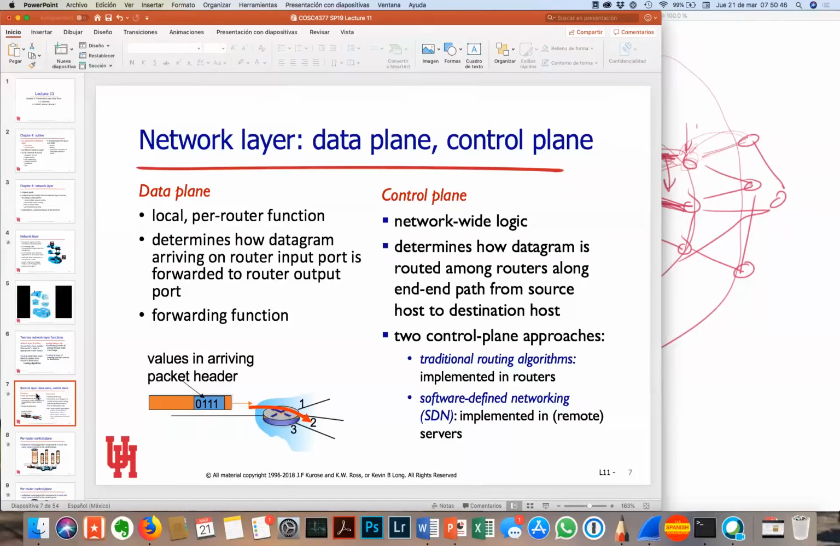So I just got a packet going to A, and right behind it was a packet going to B. I might move B up to the front because I have a clear path to B, and I don't have one to A right now. Maybe it's busy. The control plane is ideally thought of as a network-wide algorithm.